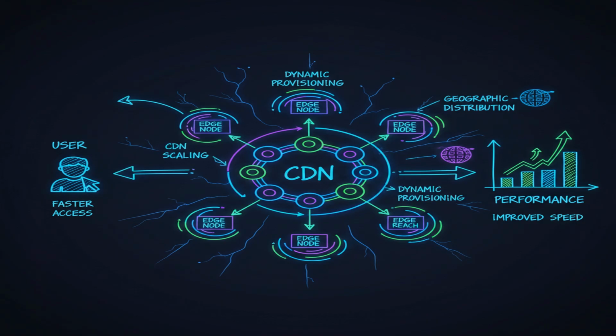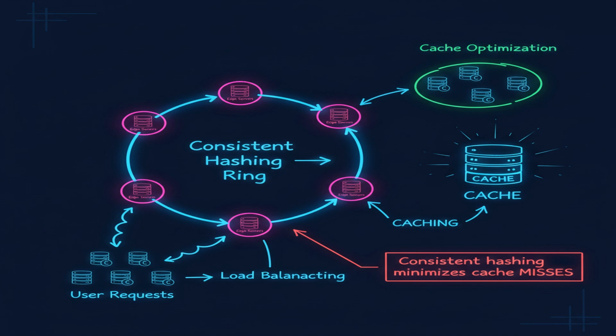To handle peak traffic efficiently, CDNs employ dynamic scaling techniques, automatically provisioning additional resources based on real-time demand. This ensures consistent performance and availability, even during unexpected spikes in user activity. Content is strategically placed closer to users, reducing latency and enhancing the overall user experience.